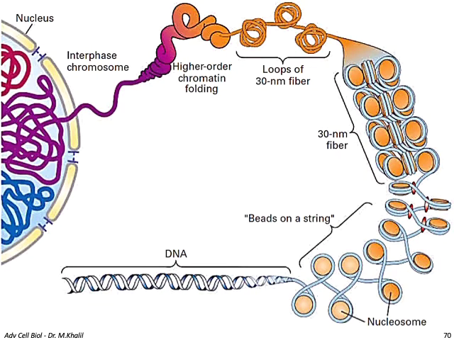If you look at the levels of condensation of the chromatin, there are multiple levels. Starting from the beads on a string, then the 30 nanometer fiber, then loops of 30 nanometer fiber, then there is a higher order of chromatin folding which leads to the interphase chromosome. So that's the level of chromatin condensation.